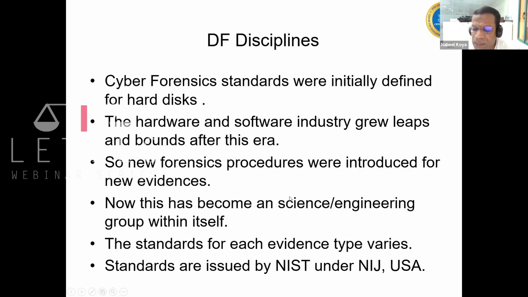If you look into digital forensics disciplines, cyber forensics standards were initially defined for hard disks. The hardware and software industry grew by leaps and bounds after this era, so new forensics procedures were introduced for the evidence. Now it has become a new science or engineering in itself, because just as you say cyber security, cyber forensics has become an independent discipline. For whatever new technology you have, there is a counterpart of criminal activity, and similarly you have forensics for it. Standards are issued by NIST under the NIJ, USA.